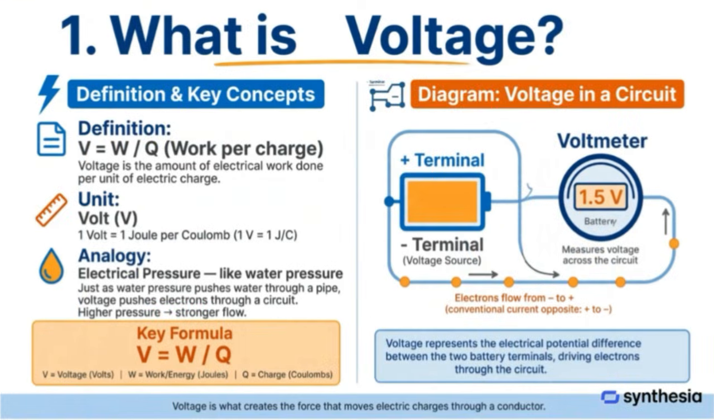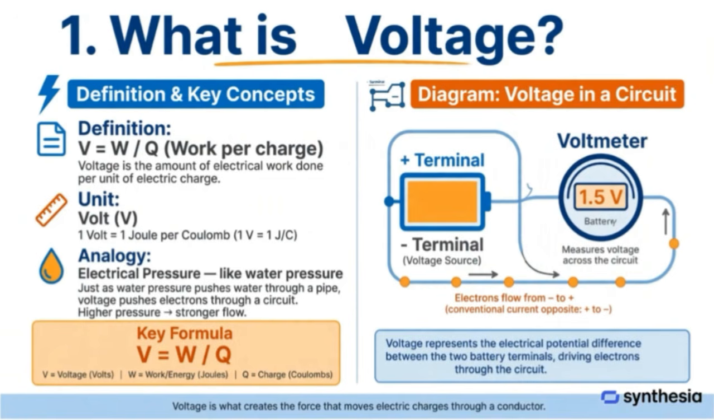So what is voltage? Voltage represents the work required per unit of charge to move an electric charge from one point to another, effectively acting as the electrical pressure that drives the flow of electrons or current. Its formula is V is equal to W divided by Q. And its unit is volt, V.